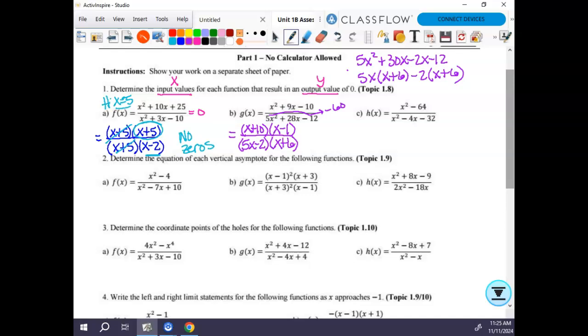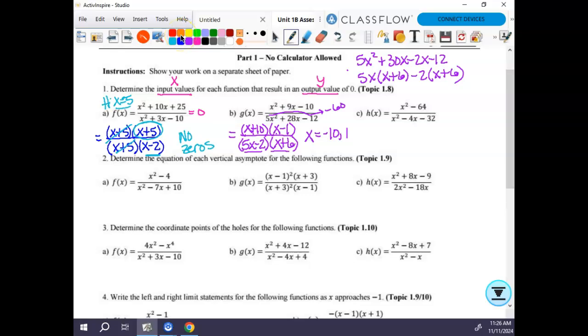Okay, so since I can't cancel anything out, remember these give me vertical asymptotes, not zeros. These are where I get my zeros from. So x equals negative 10 and 1.